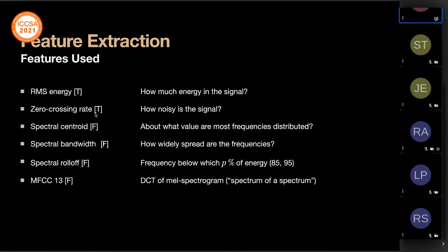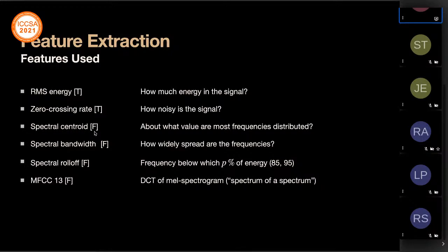The third is spectral centroid, which is a spectral feature, and it gives you an idea about what value your frequencies are distributed around. Basically, like a center of mass or a center of frequency. The fourth is spectral bandwidth, which gives you an idea of how varied the frequencies are, the spread of frequencies basically. The fifth is spectral roll-off, which is the frequency below which you have p% of the energy value. In our case, we used p equal to 85. Commonly used values are 85 and 95. And the last is actually a set of 13 features, the MFCCs.